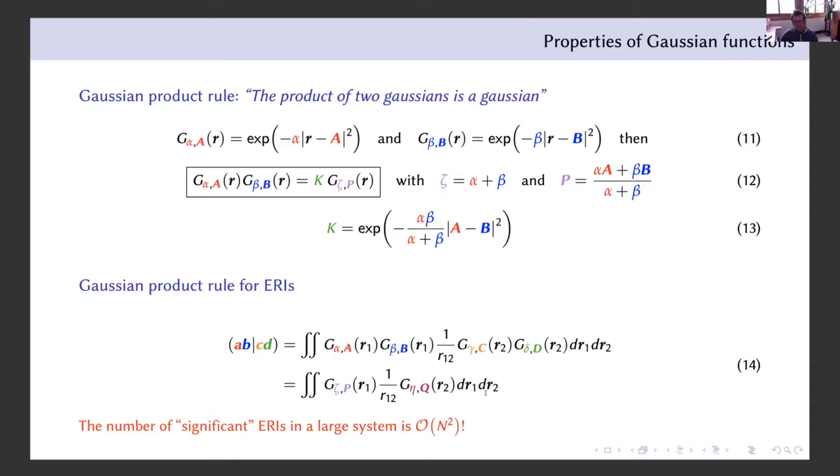So, I told you before that formally you have N to the 4 ERIs to compute, but thanks to the local nature of Gaussian functions, in a large system you actually only have a quadratic number of two-electron integrals to compute. That's super important, because it tells you that you're not going to spend all your time computing ERIs in your calculation, since there are only N squared to compute.